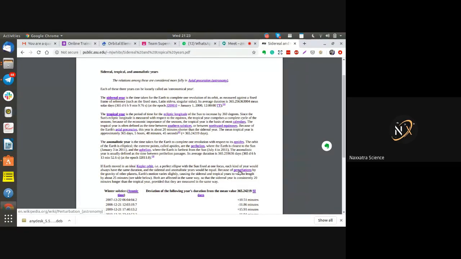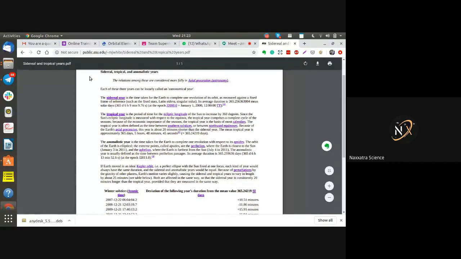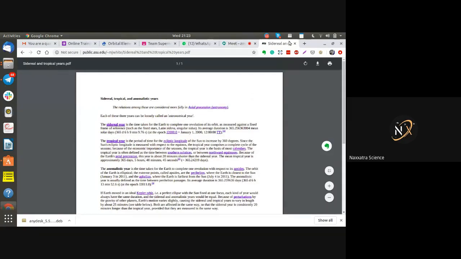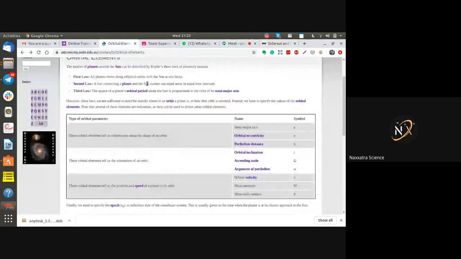So that extra time constantly changes throughout the year. And a solar day is defined as the sidereal day plus this extra time, right? So this extra time constitutes the tropical day or a tropical year, right? So this is with respect to the sun, essentially. Anomalistic year is the time taken for the Earth to complete one revolution with respect to the apsides. The orbit of the Earth is elliptical, so we won't go over it here, because I think it will be better if we now switch to the orbital elements and come back to this later.